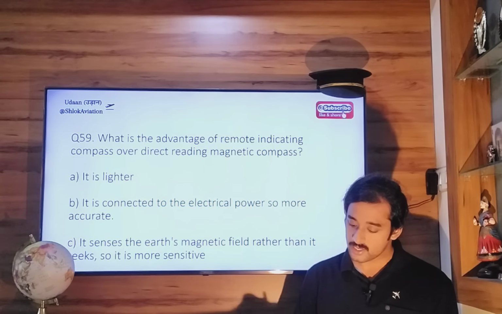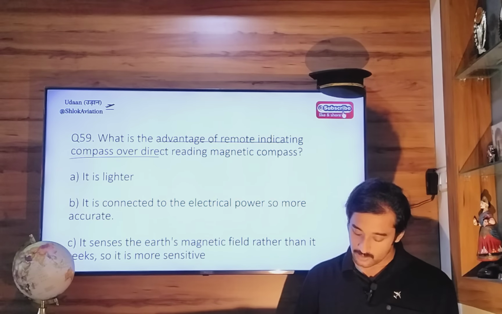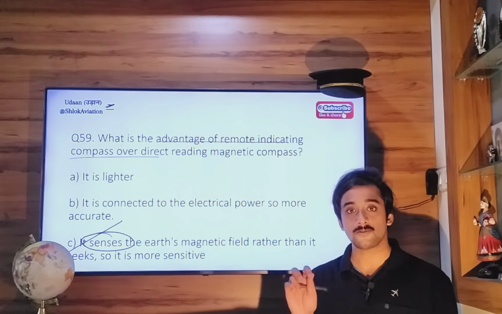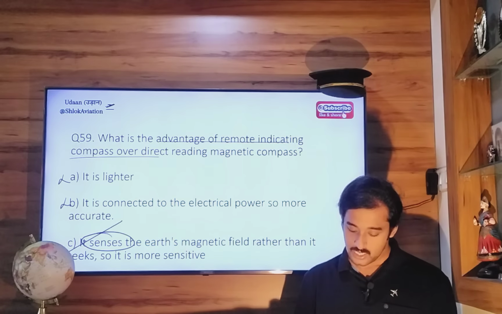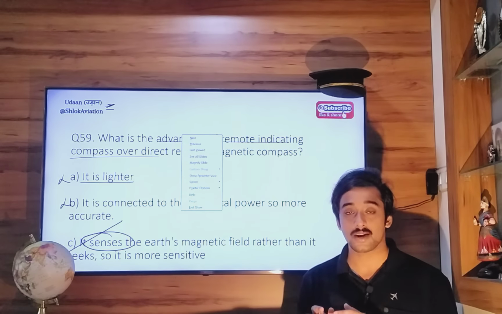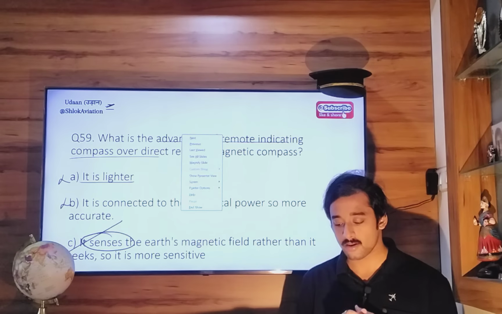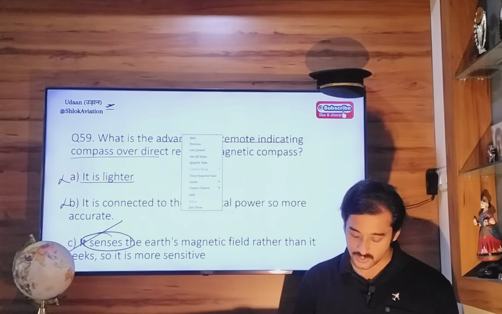Next, what is the advantage of a remote indicating compass over a direct reading magnetic compass? So answer is Charlie. It senses the Earth's magnetic field instead of seeking it. Okay, Alpha and Bravo are the disadvantages. Okay, it's not lighter, it's heavier. It's connected to electricity. So yes, it's connected to electricity, but this very thing makes it more vulnerable. If you lose electric power, again this remote indicating magnetic compass will suffer. So Charlie is the best answer.